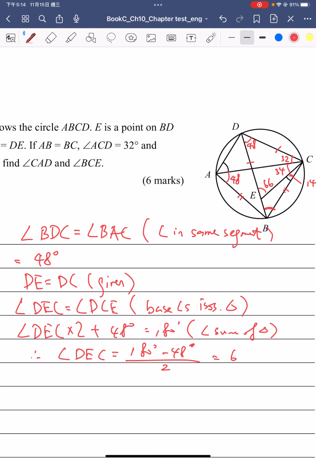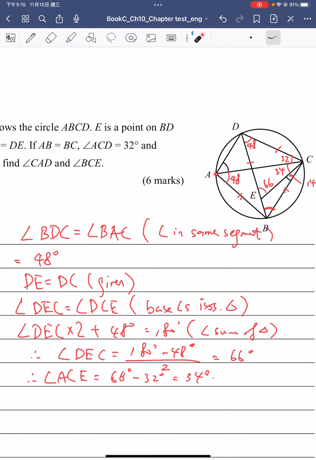You got the answer is 66 degrees. So now we get this 266 degrees, isn't it? And then as we have this angle DCA is 32, so we have the angle of ACE is equal to 66 degrees minus 32 degrees, giving you 34 degrees. And so what's the next step?